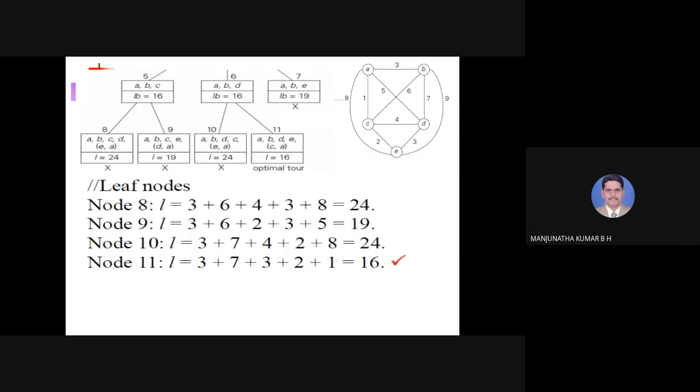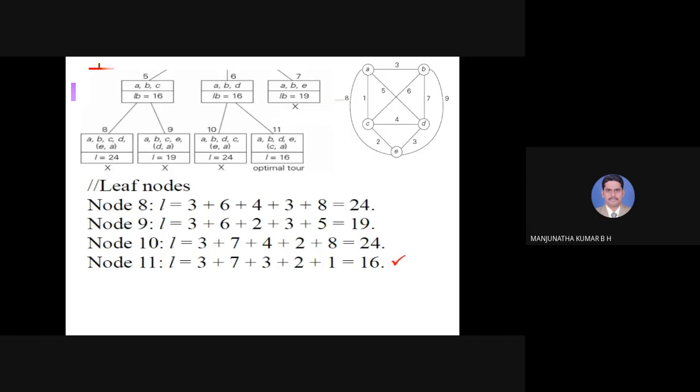You observe node 10, what is the parent of node 10? ABD, means A is visited, then B, then D is visited. Now what is the next option? I may visit C or I may visit E. If I visit C, that is node 10. So ABDC. After visiting C, only one city is left, that is E. You write E also in the same node. And after visiting E, you have to go back to A. Okay, the value is 24, explained here.